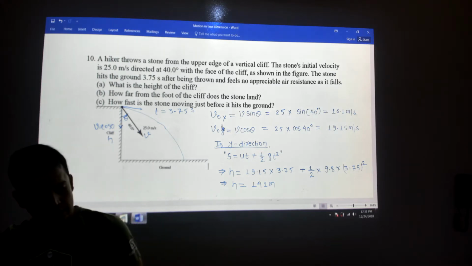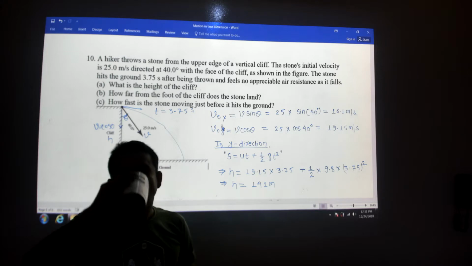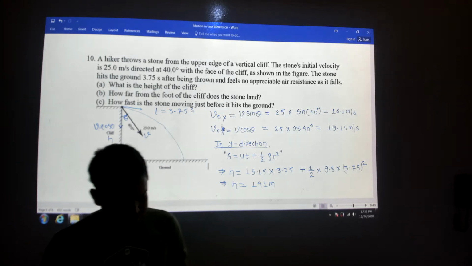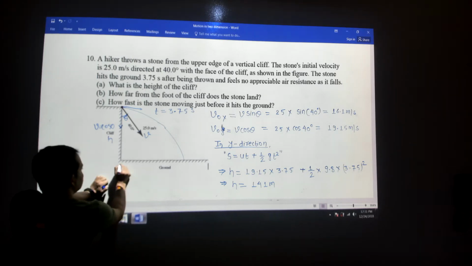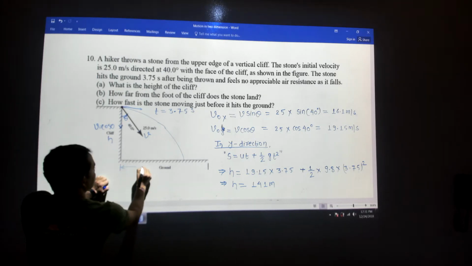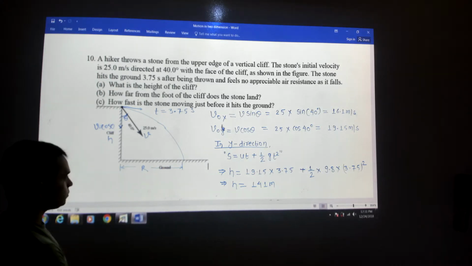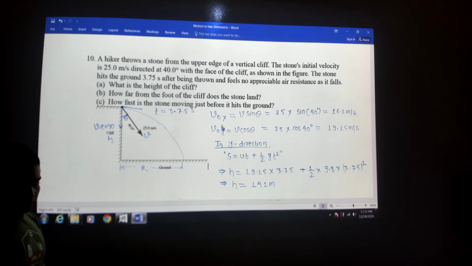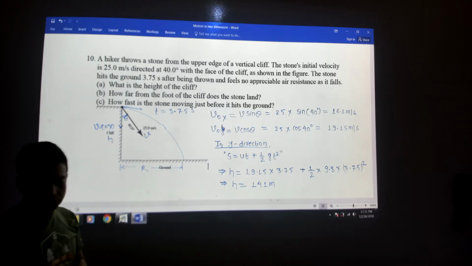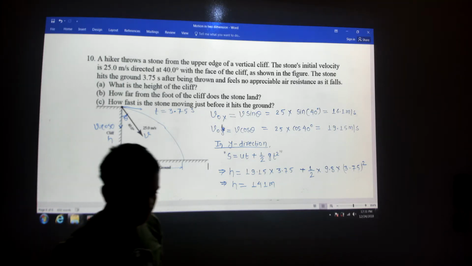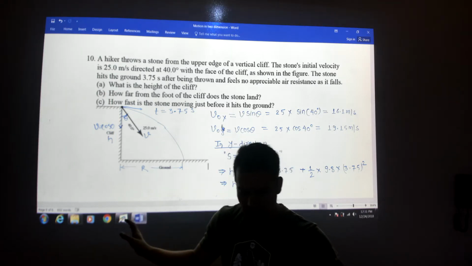The next thing is you need to find out the horizontal range. When I say the horizontal range, it's this, you need to find it out in the second part. We call it the horizontal range. Okay. So how do you find that? In order to calculate this distance, you need to know the time. You already know the velocity. So all the information you need is already given.